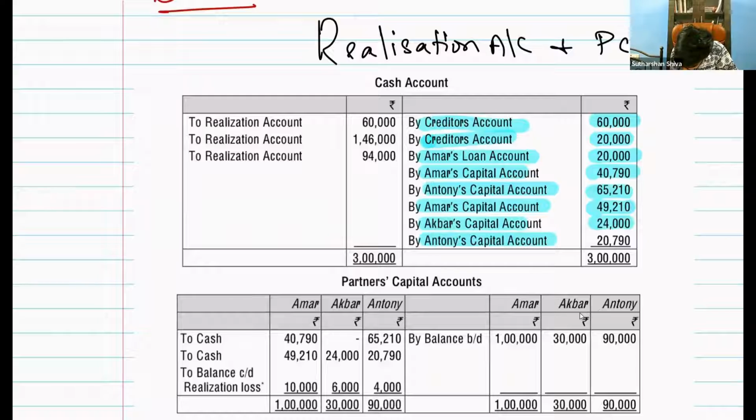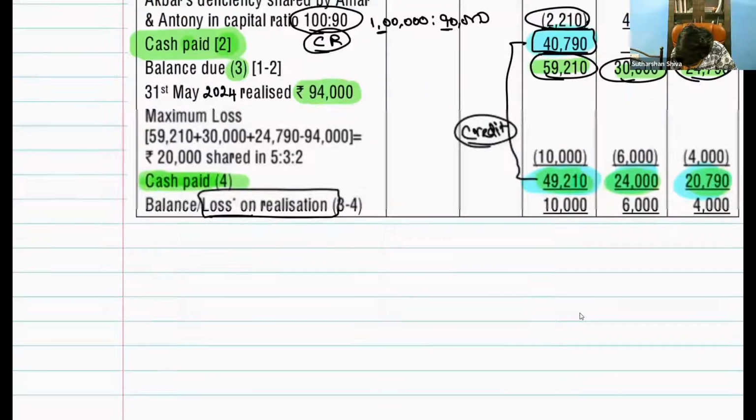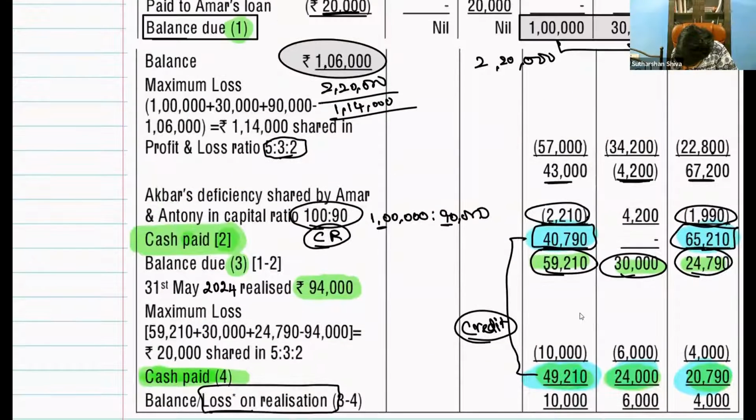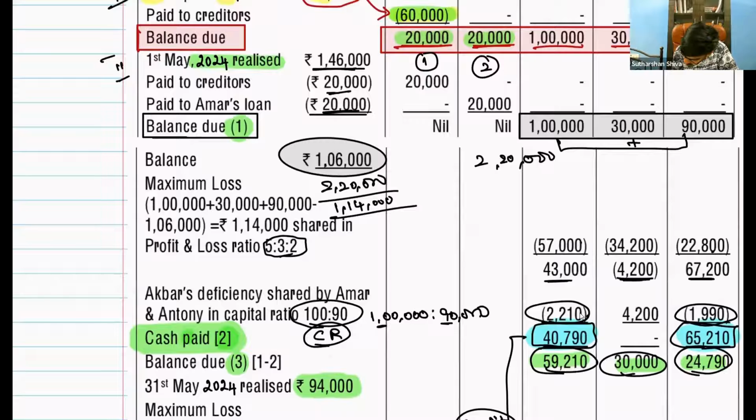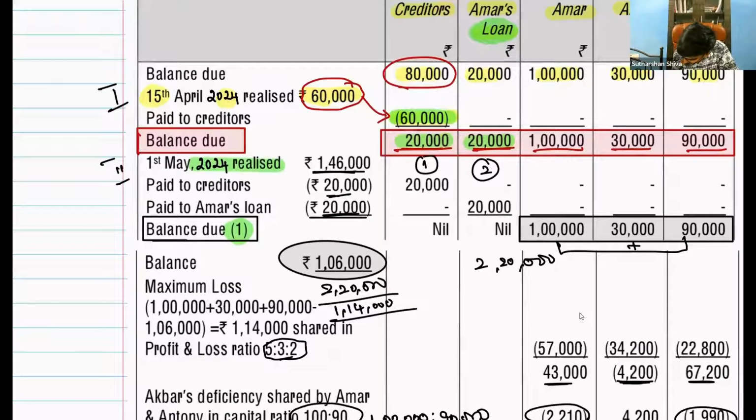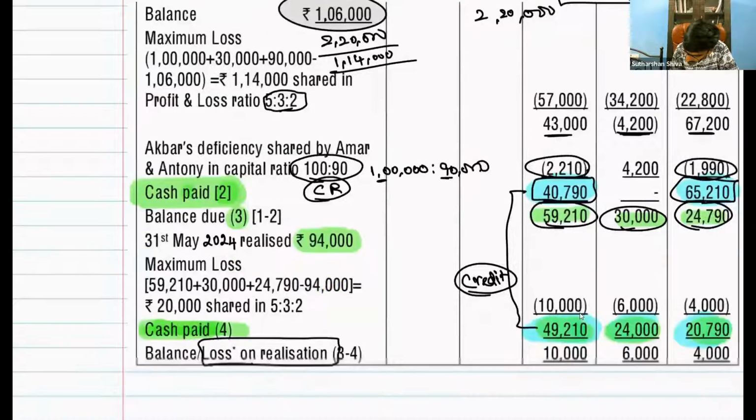You will get 60,000 of 1. Then payment 2, 3. This is what they have done. No, 60,000, 20,000, 20,000. Then come to this one. 40,000, 40,790, 65,210.